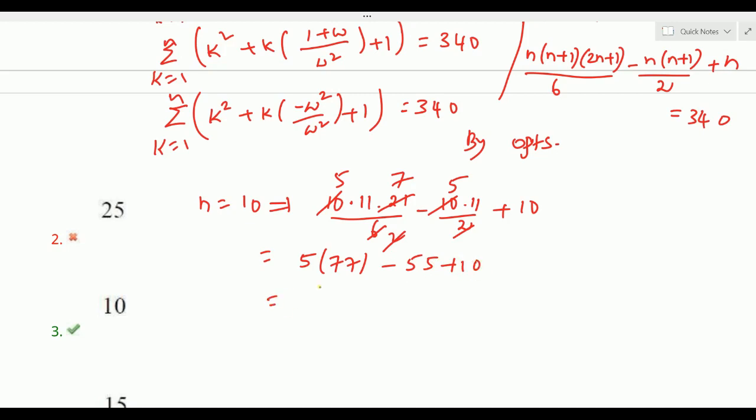So what is 5 into 77? 5 7s 35, 5 3s 15, plus 3 is 38, so 385 minus 55 plus 10 minus 45. 385 minus 45 is 340 or not? Yes, 340 is matched to the given result. That's for the option number 3 is the correct one.